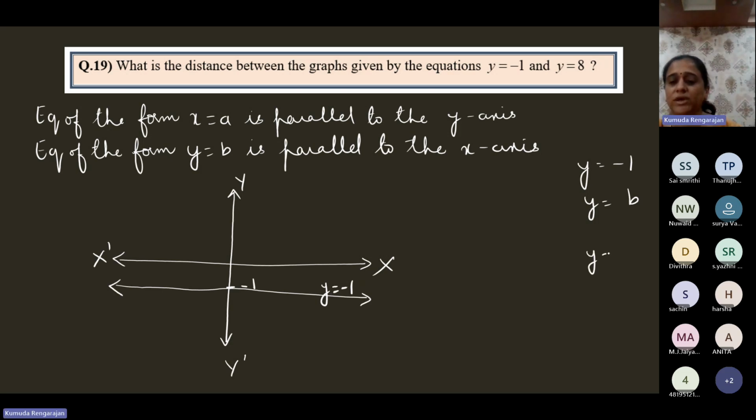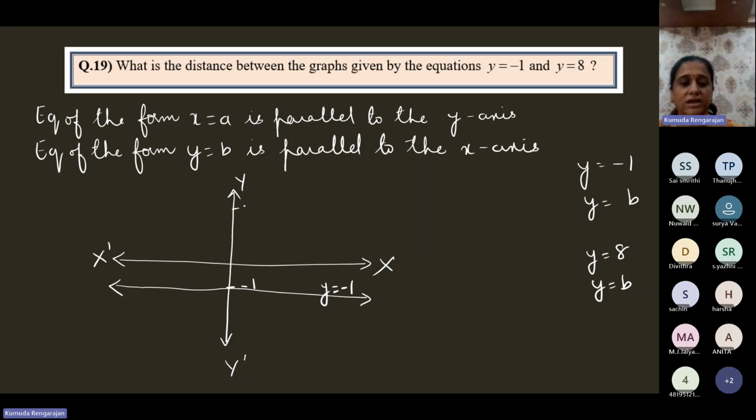Next, y is equal to 8. Again, it's of the form y is equal to b. So equations of the form y is equal to b will be parallel to the x-axis. If it's parallel to the x-axis, it can be below the x-axis or above the x-axis. Here it's a +8, so it's above the x-axis. And the distance between the x-axis and the line is 8 units.